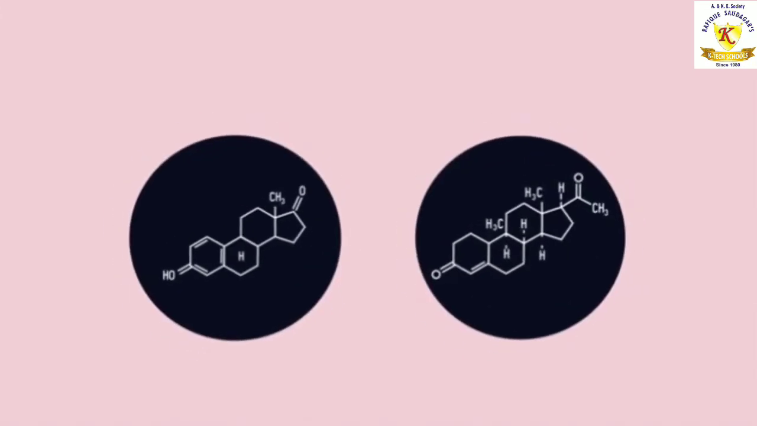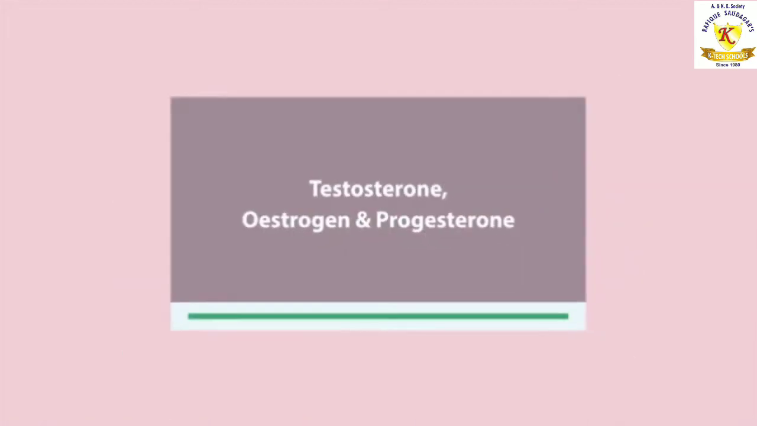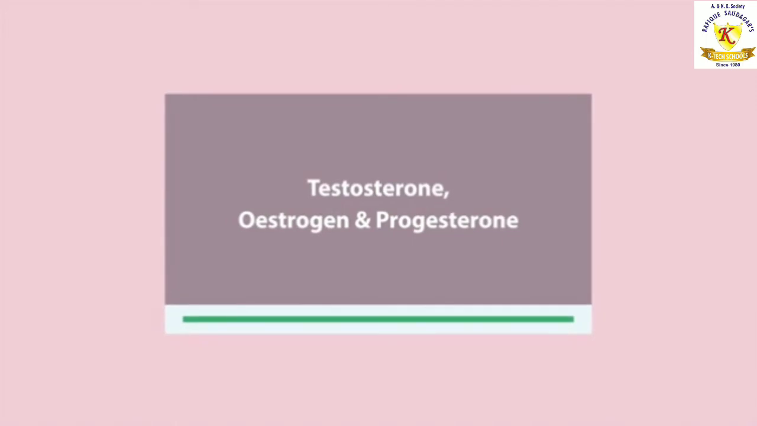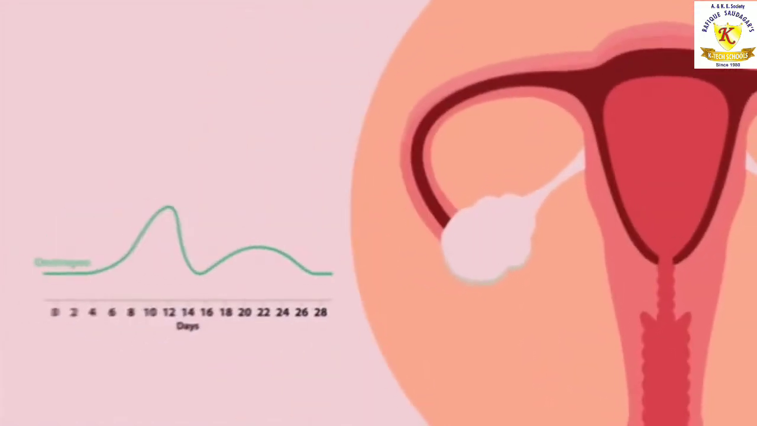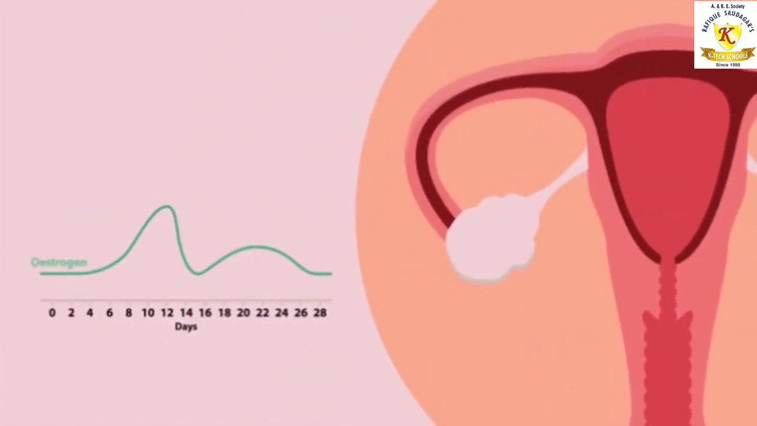So now children, the menstrual cycle is controlled by two main hormones, estrogen and progesterone. Now let's study what these hormones are. So children, estrogen is produced by the ovaries and causes the uterus lining, the endometrium, to thicken again after menstruation so that it is ready to receive the embryo.